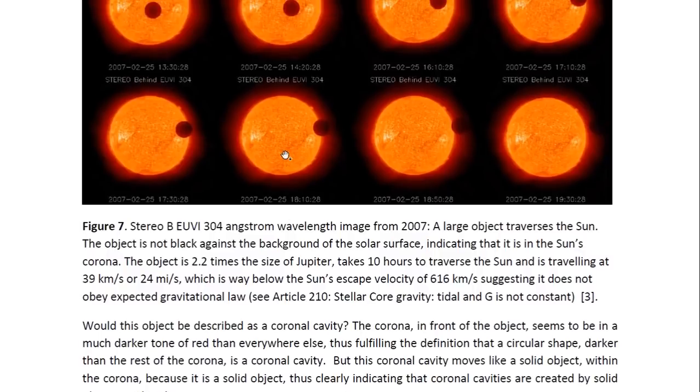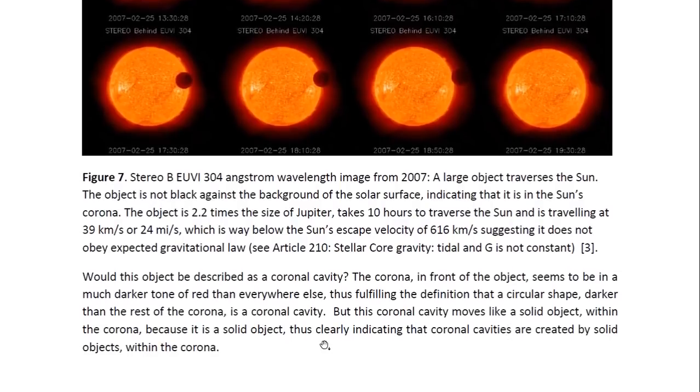And this object was about 2.2 times the size of Jupiter. It traversed the Sun in 10 hours, thus moving at a speed of 39 kilometers per second, which is way below the Sun's escape velocity of 616 kilometers per second, suggesting that it does not obey expected gravitational law. And I've written a lot about that. You may look at article 210 entitled Stellar Core Gravity, Tidal, and G, the gravitational constant, is not constant.